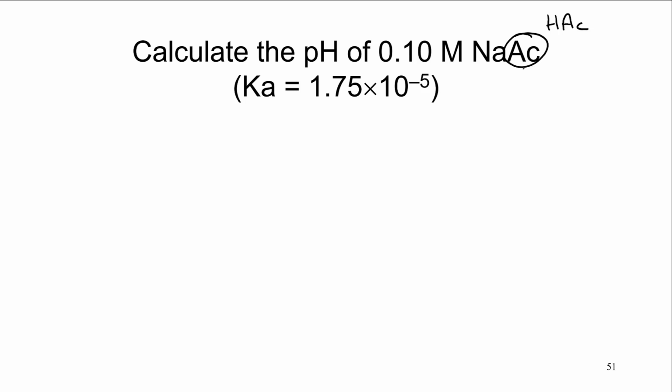If you're dealing with the conjugate acid of a weak base, how do you know what to look up? You look up whatever has the neutral charge. So AC minus has a negative charge, of course, and then this is my neutral form. And so that's what I'll look up. And what you'll find is you can only find the Ka value.